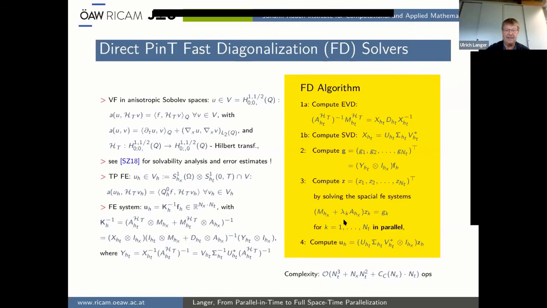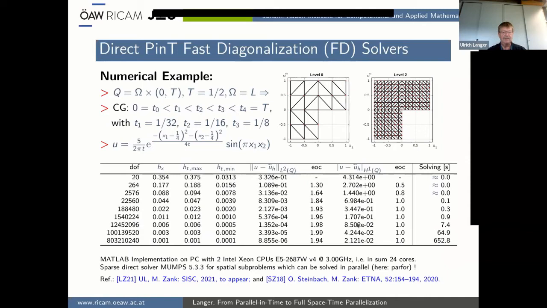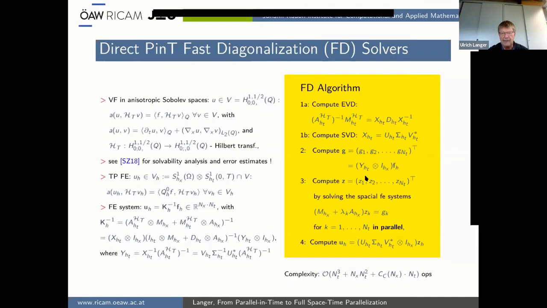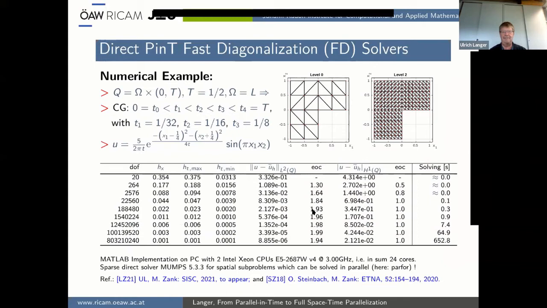This is our example that I want to show. This is MUMPS, a sparse direct solver. We use a PC with two Intel Xeon processors. In total we have 24 cores, and you use a bar for command. It's a simple thing. And then you can solve this on an L-shape, 2D in space, with linear triangular elements and also linear elements in time. You can go to more than 800 million unknowns, and you can do this in 1 minute or so on a PC.